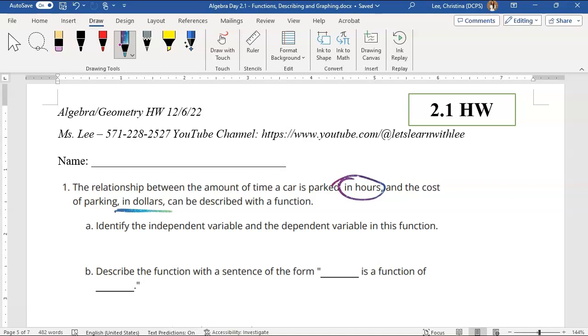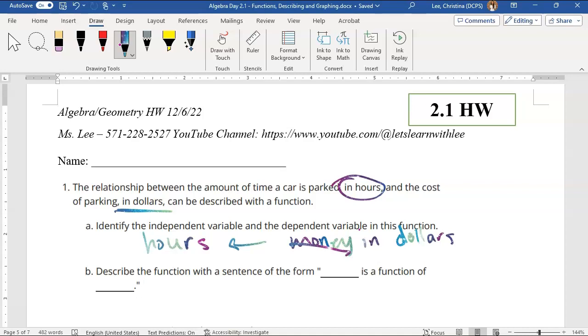All right, so remember the dependent variable is the one that depends on the changes that the independent variable makes. So in this case, the independent variable is going to be the hours, and the dependent variable will be the money in dollars, or the cost, because this is dependent upon the time spent. The money will change depending on how much time the car is parked.